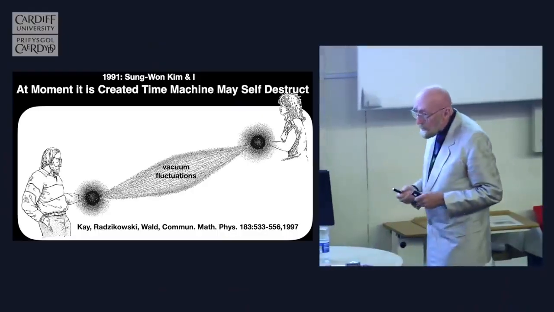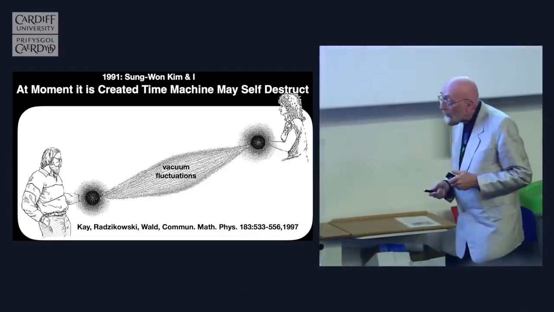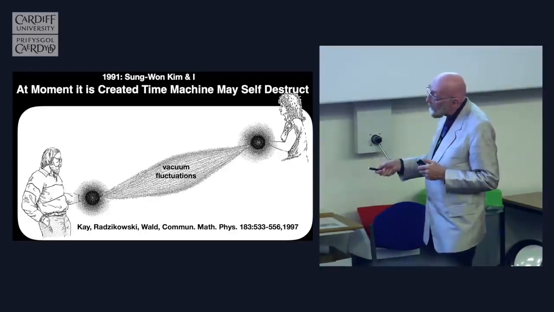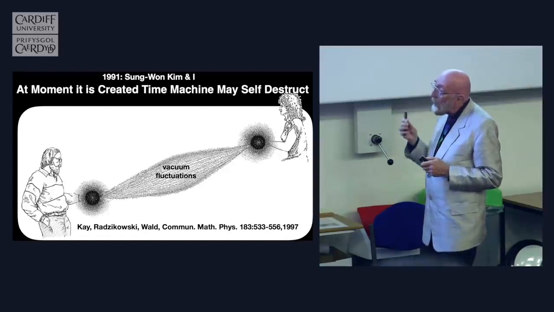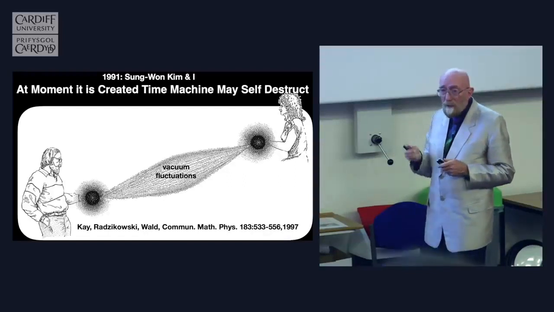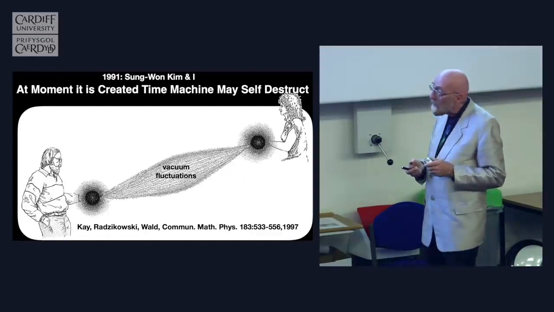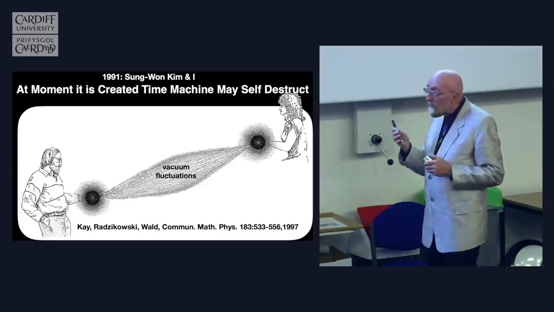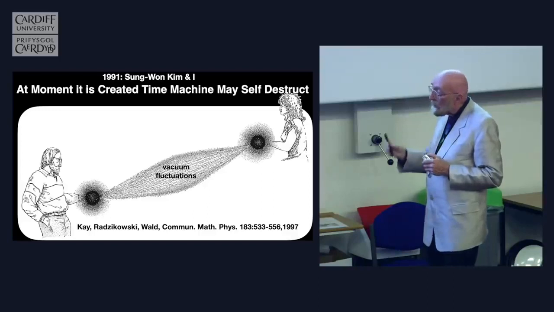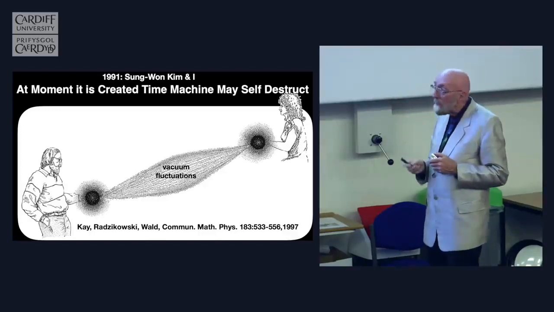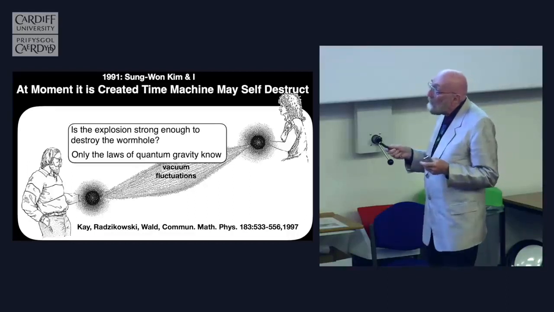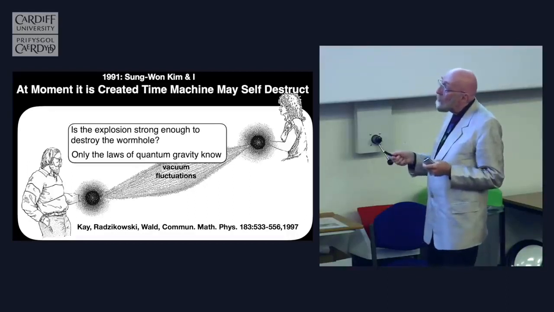And so I found this with a postdoc of mine in a calculation, and then some colleagues of mine, and here's a technical paper, did a far more rigorous calculation that showed the same kind of thing, but not showing any details of the explosion. So I think this is incontrovertible that something really goes wrong the moment you try to make a time machine. But what we don't know is whether the explosion is strong enough to destroy the wormhole.